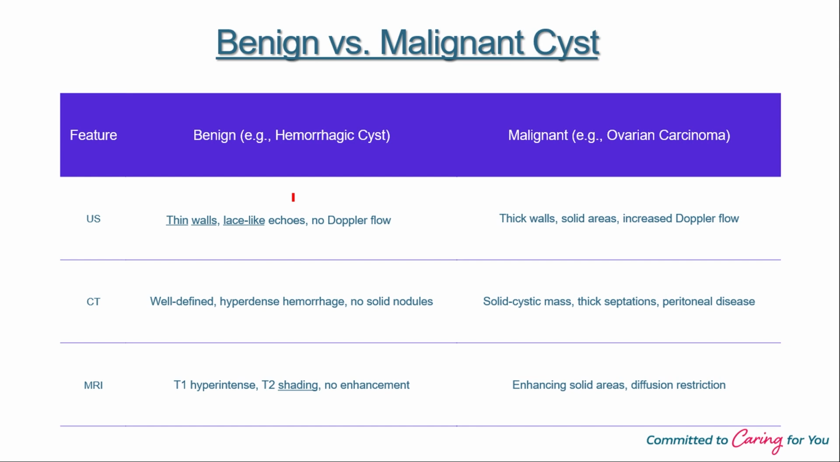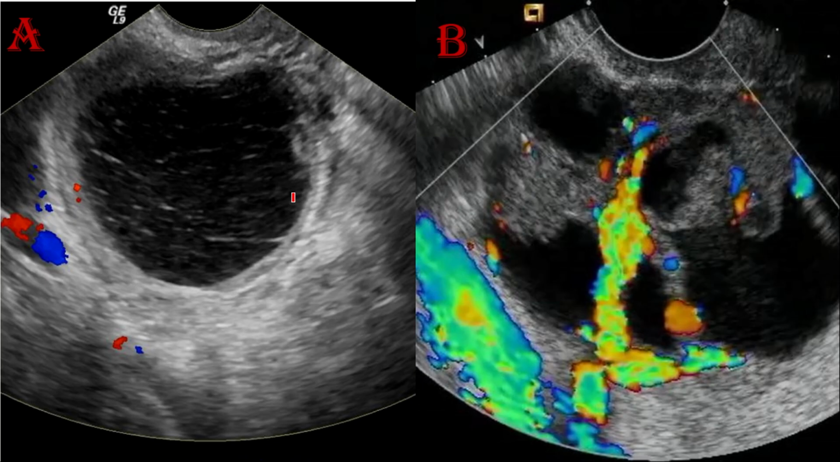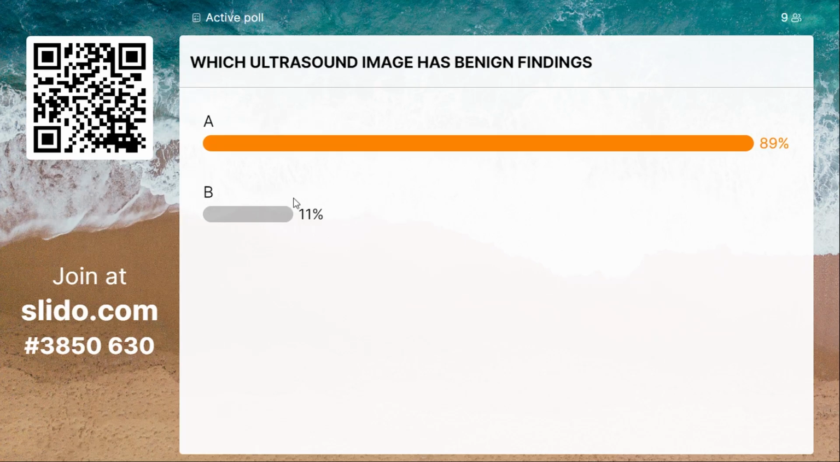A hemorrhagic ovarian cyst, typically because of the blood products, shows a classical lace-like pattern in ultrasound. And when you do an MRI, it shows blood in different stages. So it may have the classical T2 shading, which is seen in MRI, whereas malignant ovarian lesions, as I told, can have a mural nodule, thick septations, thick walls, and can show increased vascularity and increased contrast as well. So here are two different cases. Case 1 and case 2, both are complex ovarian lesions. One is a hemorrhagic cyst and the other one is an ovarian tumor. So can you diagnose which one is which?